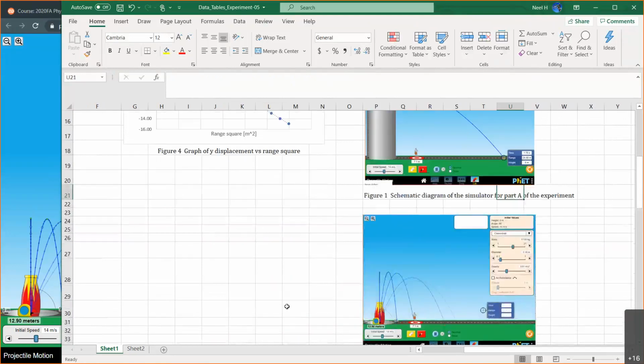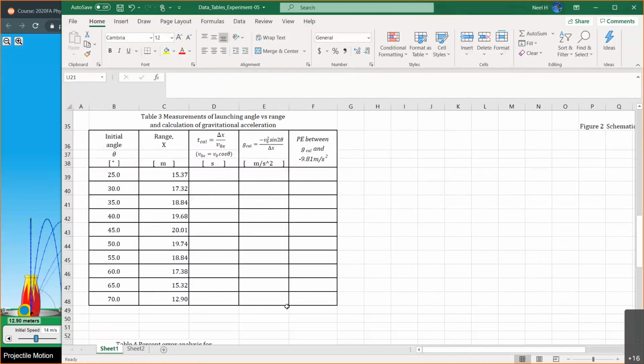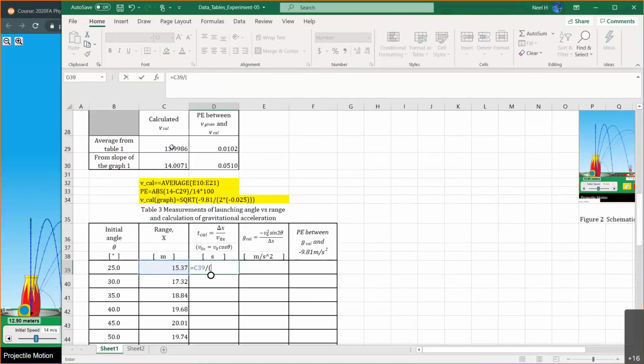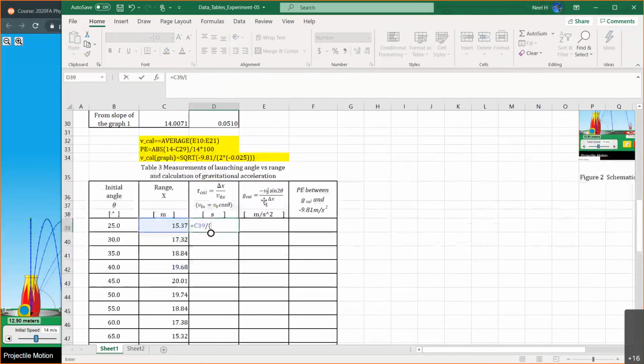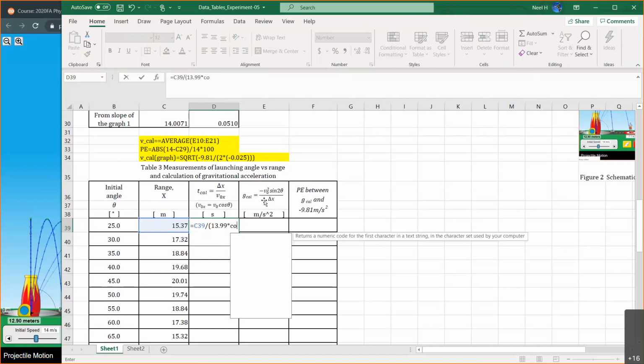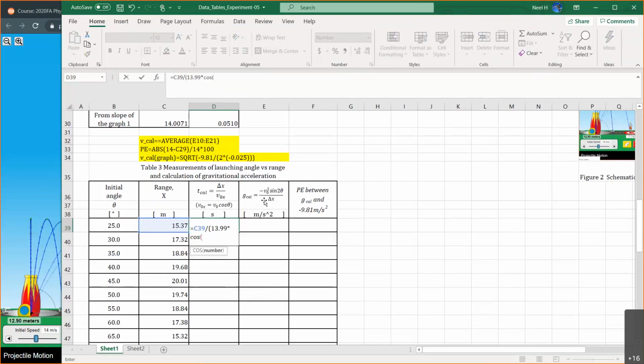All right, question. Okay, then let's calculate the time. It is delta x over v zero x component, so we can easily do that. Equal sign, delta x is actually the range, I already have it here, divided by, in parentheses, v zero x component, which is v zero times cosine of the angle. I'm going to use this average value, 13.99, instead of 14, right? However, when you do the angle in Excel, Excel needs everything in radians. So I have to use the radians function, angle is 25, close brackets again, enter.